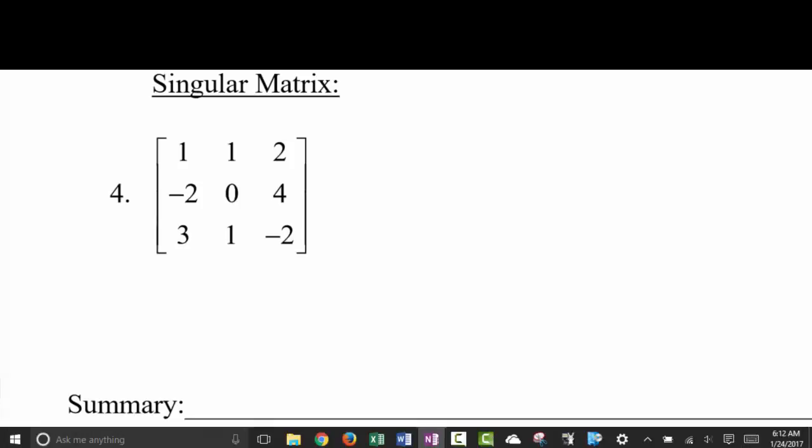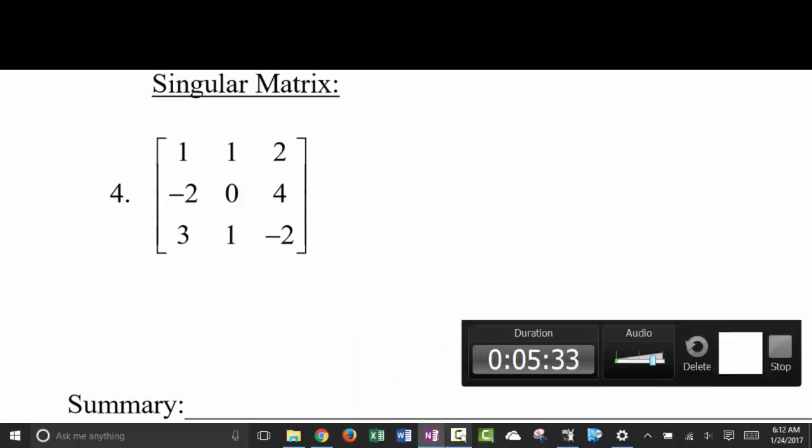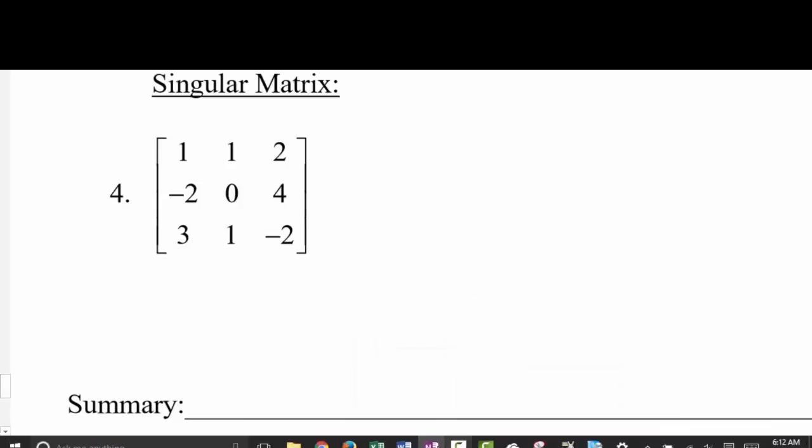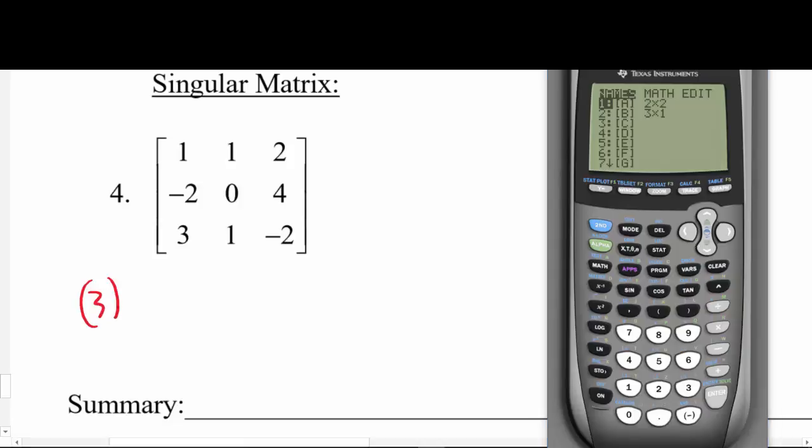Okay, now, singular matrix. What I want you to do is just to understand that not all matrices have an inverse. It would be like the equivalent of multiplying by 0. If you multiply by 0, 3 times 0 equals 0. How do you undo that? How do you get the 3 back? You can't. There's no inverse operator for multiplying by 0.